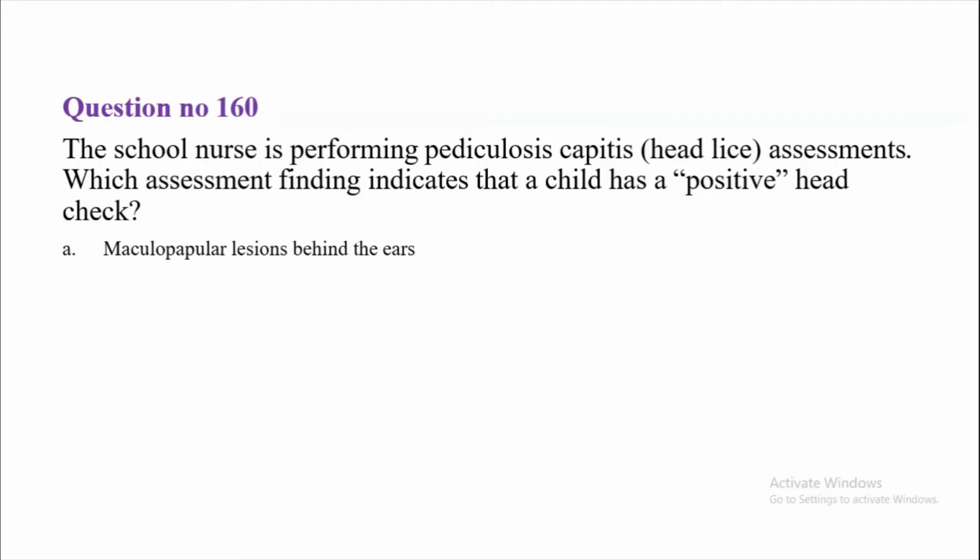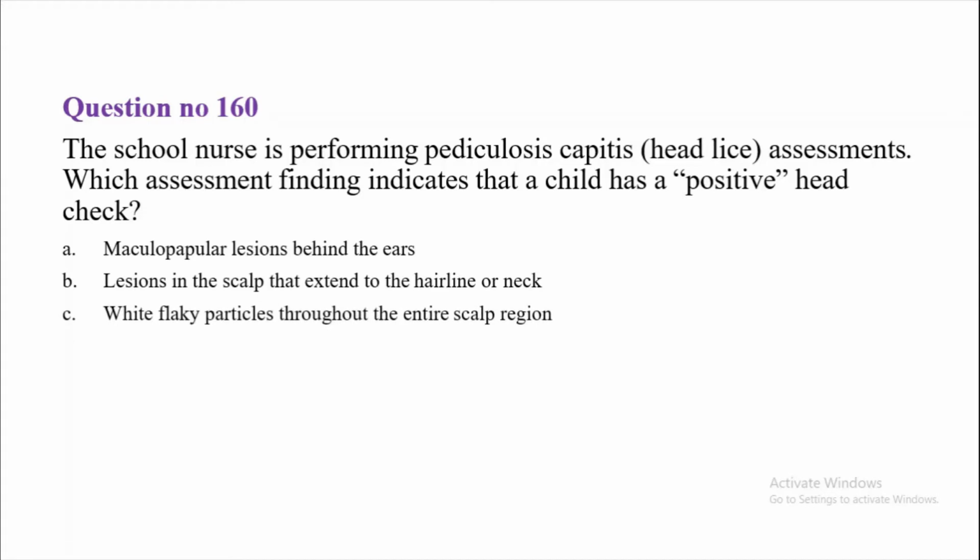maculopapular lesions behind the ears. Number B, lesions in the scalp that extend to the hairline or neck. Number C, white flaky particles throughout the entire scalp region. Number D, white sacs attached to the hair shafts in the occipital area.